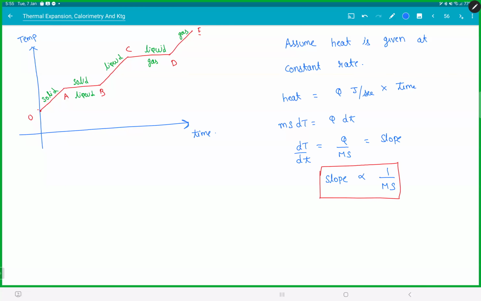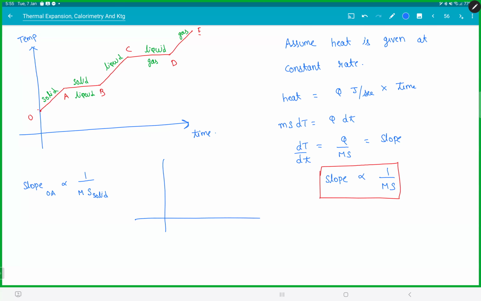That means, look at this graph here. So if you look at the line slope of OA, this is proportional to 1 by mass into specific heat of the solid. Ask yourself this thing. If you have higher the specific heat, means what? More difficult to change the temperature. Meaning it takes more time for the temperature to rise. That means slope should be small, no?